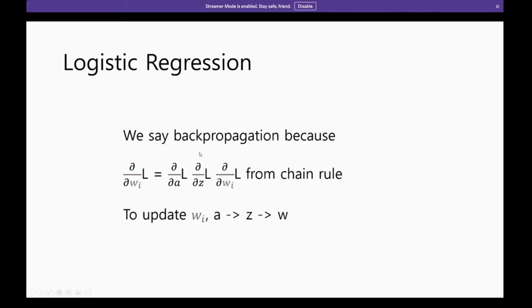We say backpropagation because in order to get the W value, we do the partial derivative with respect to a, and then z, and then w. And this is the chain rule from calculus. Because of the chain rule property, you can picture the backpropagation process as going from A to Z to W.